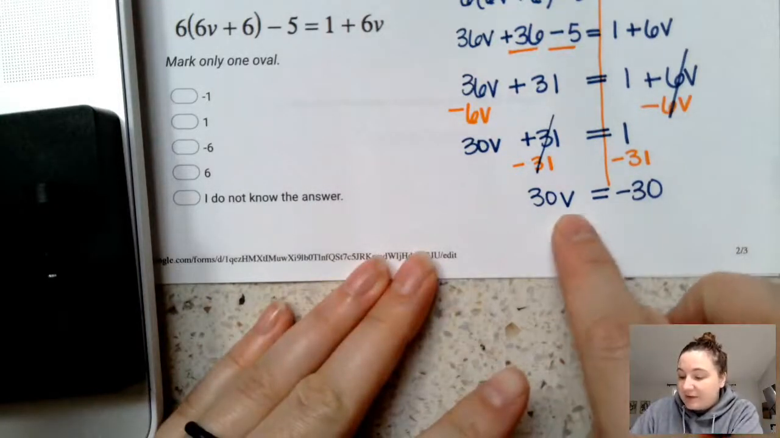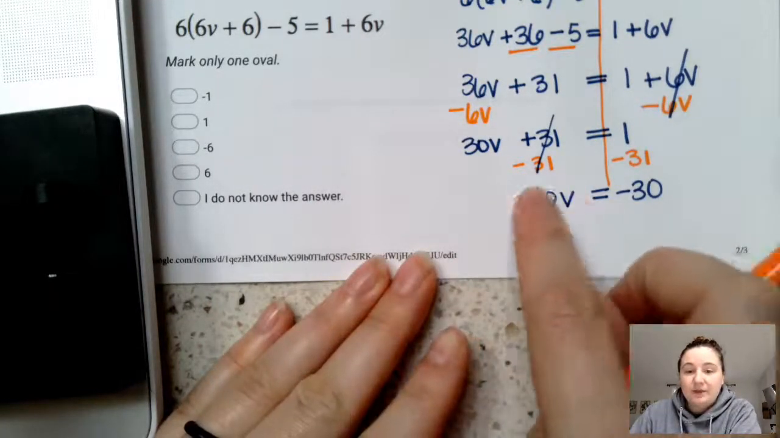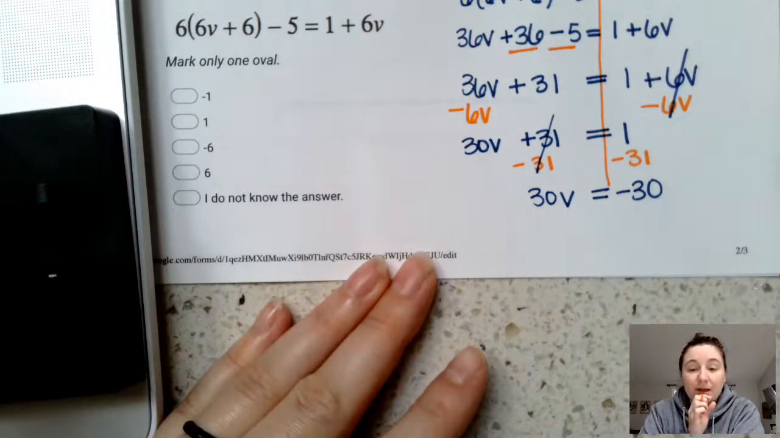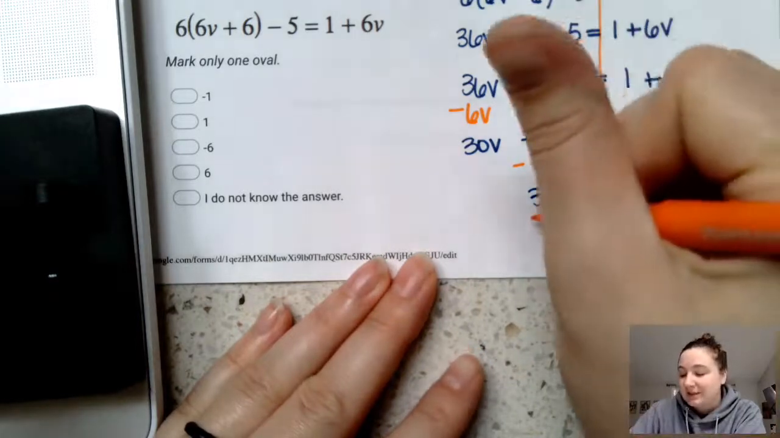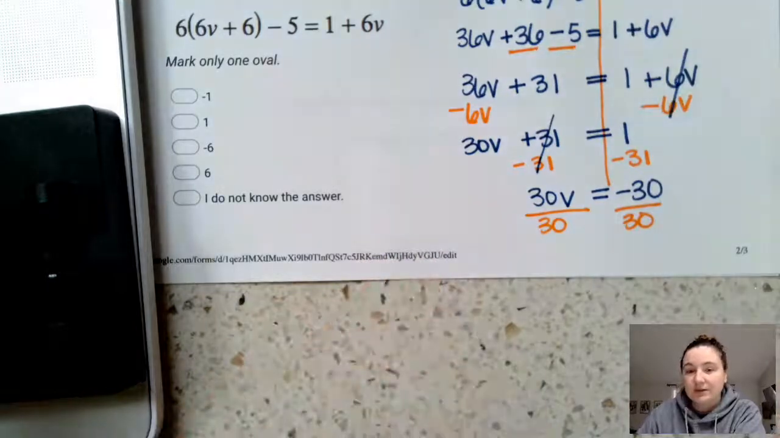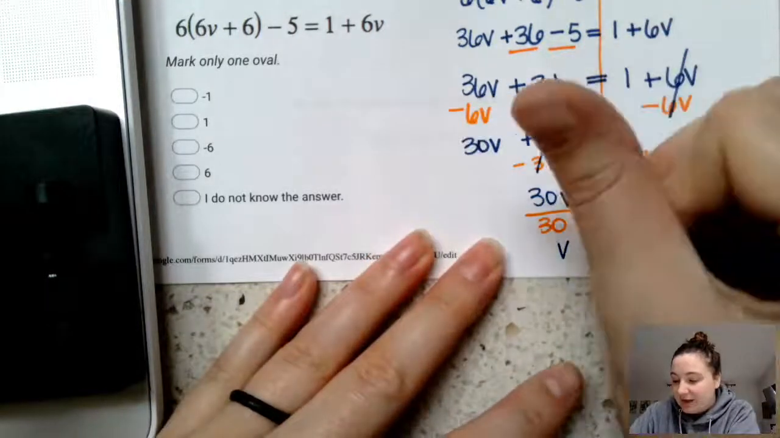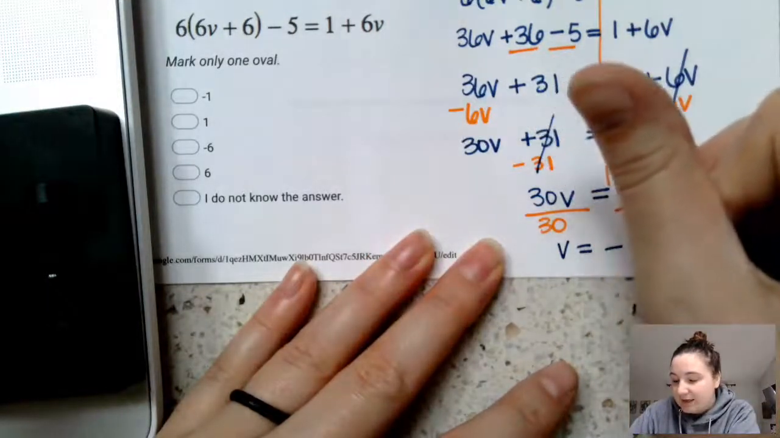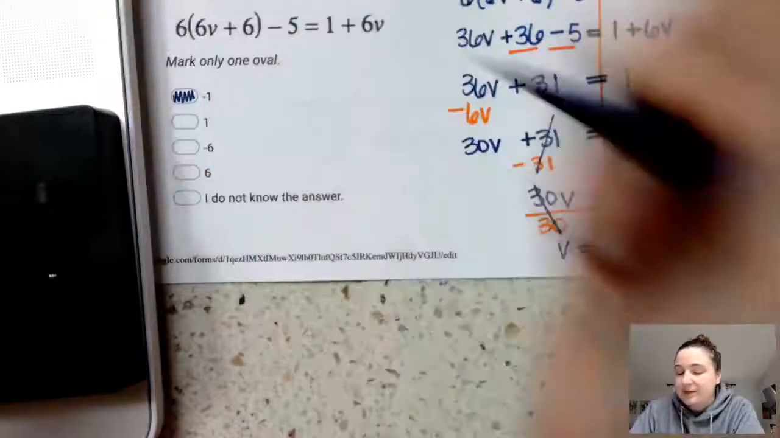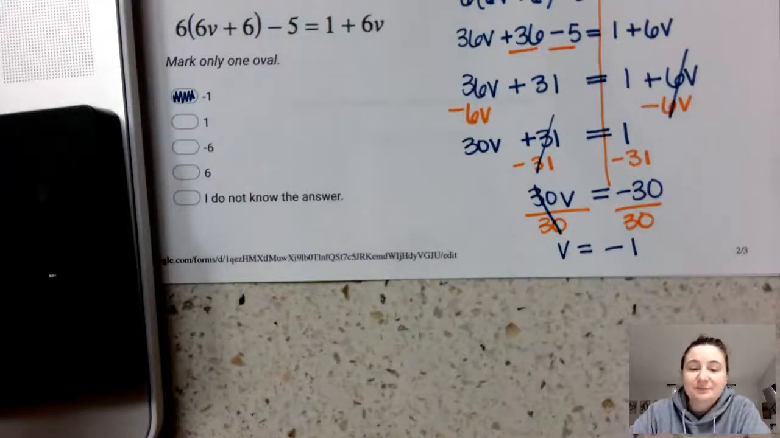And so my final step to get v by itself is to get rid of this 30. I know that they're squished together, which means that they're being multiplied. And the inverse of multiplication is division. So I get v equals negative 1. And that is my answer. So I see that is an answer option, which is a good sign. I hope that helped.